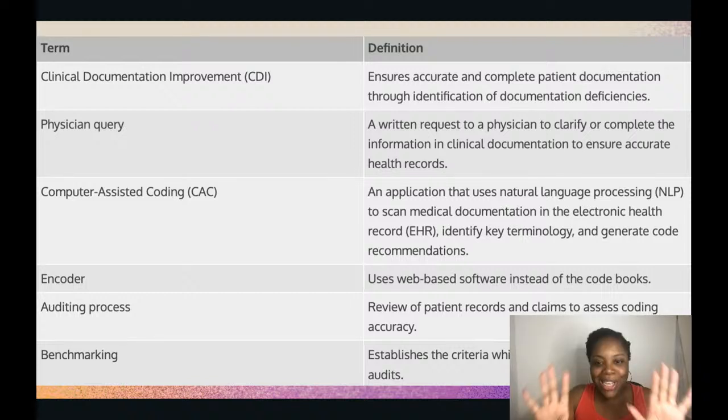So all of these terms are related to CDI. And I want you guys to watch this and understand these words, understand how they all work together, because these are easy questions that I don't want you guys to miss on test day.